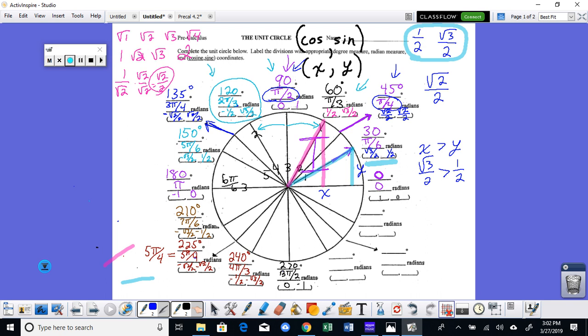Alright, see the next line's closest to my y-axis. It's going to be the same kind of stuff as the one to the left. 240 degrees plus 30 was 270, plus 30 is 300 degrees. 5 pi over 3. And positive 1/2, negative square root of 3 over 2.